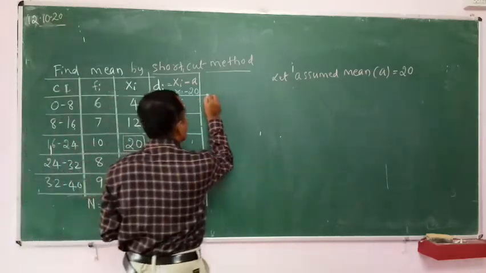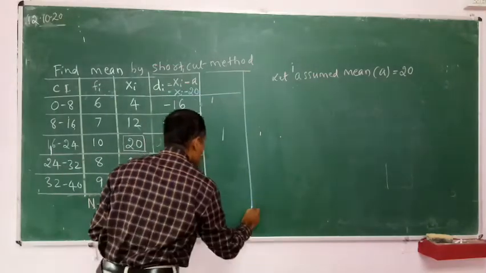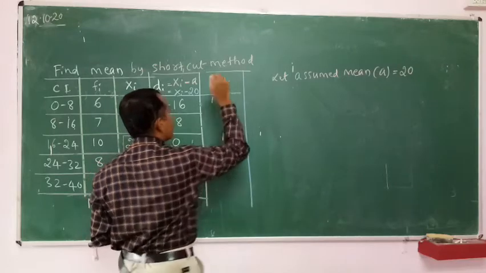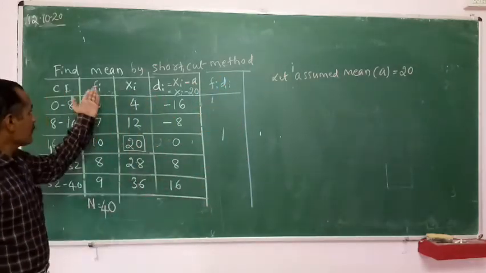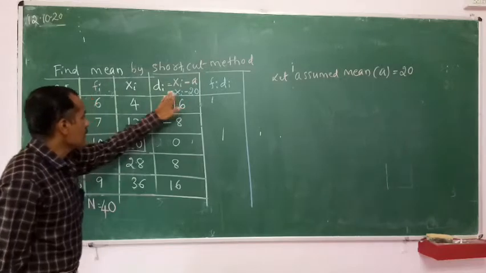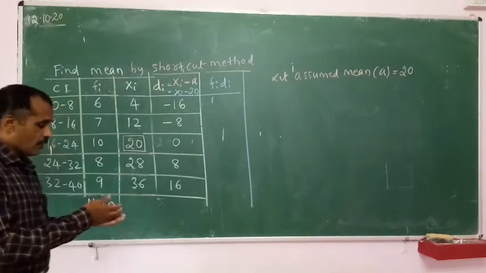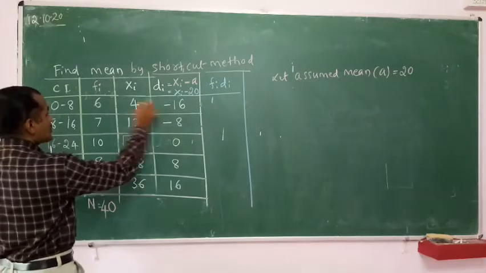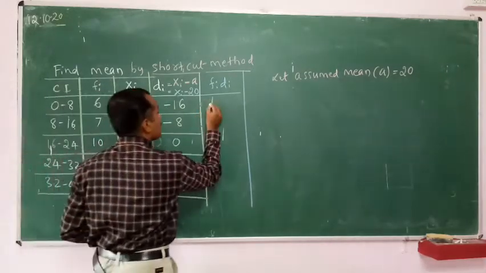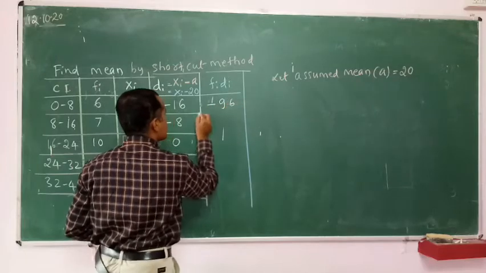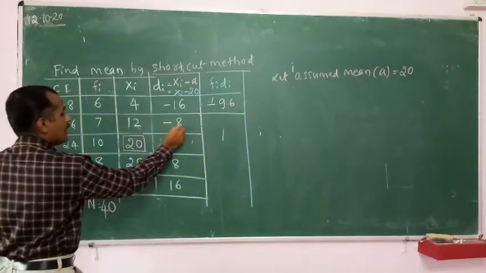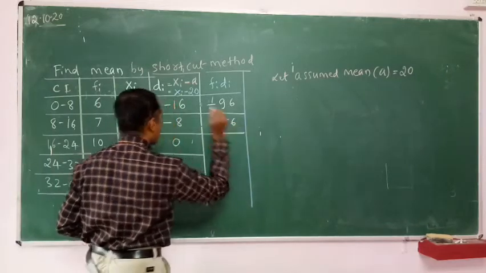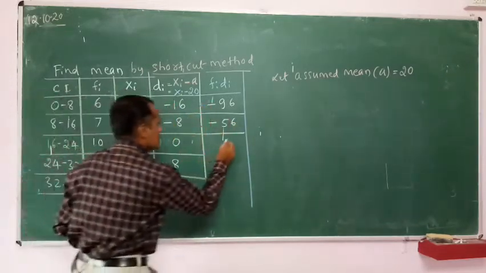And my last column is fi di. See, frequency into this number. Sign has to be taken with maximum care. 16 sixes are 96, with the minus sign, it is minus 96. 7 eights are 56, with the minus sign, minus 56. 10 into 0, this is 0.